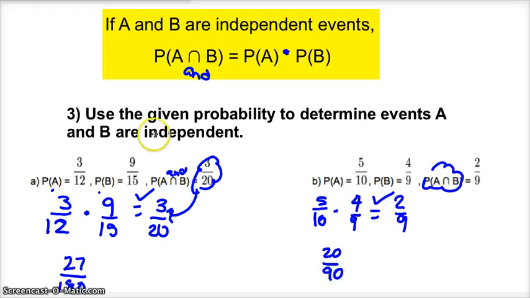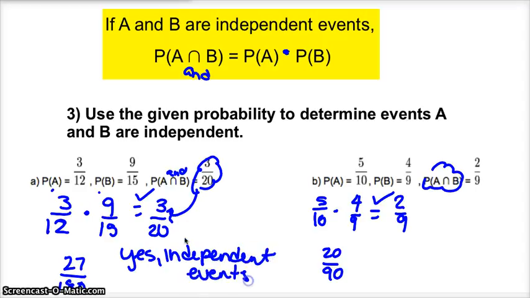So I'm asking you to use the given probability to determine if events A and B are independent. Yes, these are independent events, both that one and this one, because it upholds the formula.